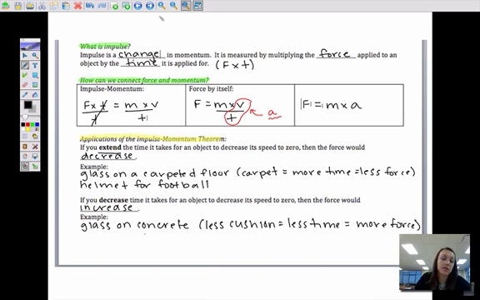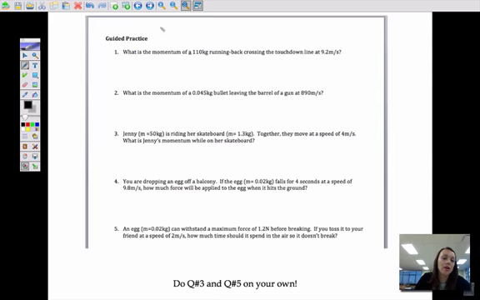Now, because we're in physics, of course there's some math. I'm going to do 3 out of these 5 problems with you, and you're going to be required to do the last 2 on your own. You are going to do 3 and 5 on your own, and I'm going to do 1, 2, and 4 with you.